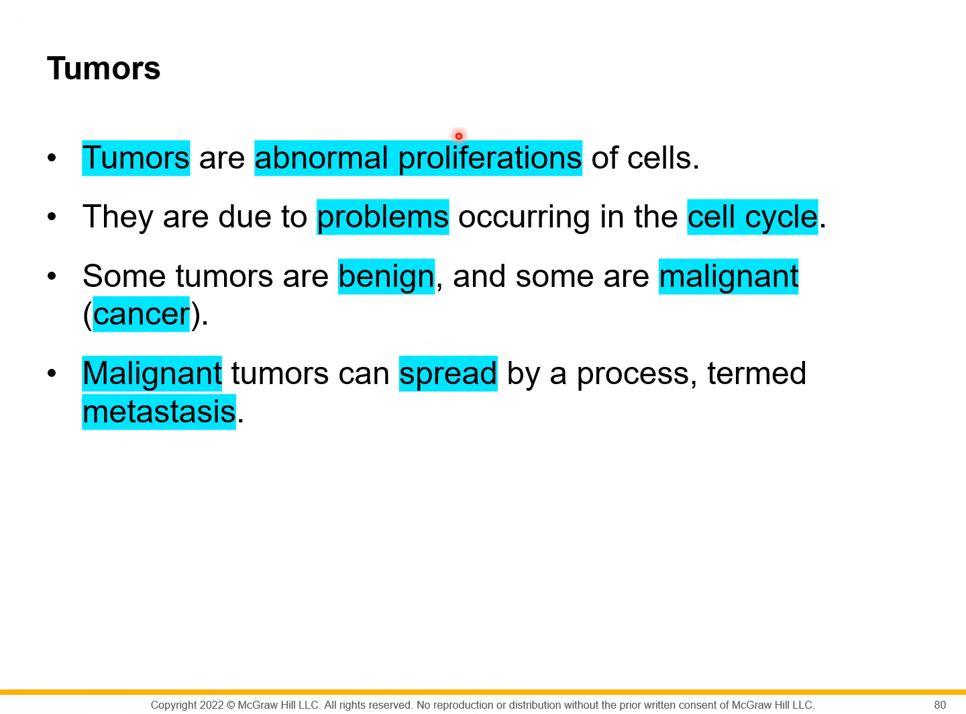So these are due to the problems occurring in the cell cycle. So kanina, nakita natin yung mga steps ng cell cycles, what happens to them. Alright, so ayun po, tumors are formed because there are certain steps in the cell cycle that are not going normally as expected. So ayun nga, hindi tumitigil yung pagdami nila. So some tumors are considered benign and some are considered malignant or cancerous. So malignant tumors can spread by a process that is known as metastasis.